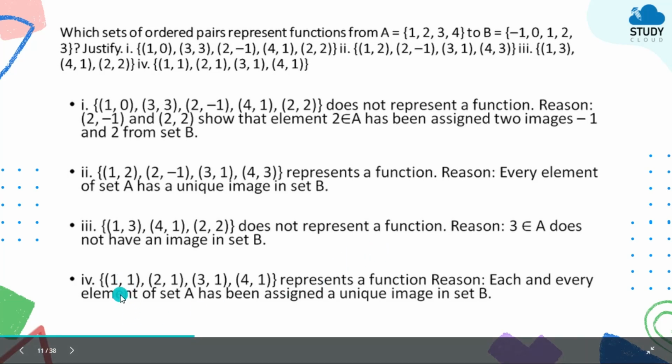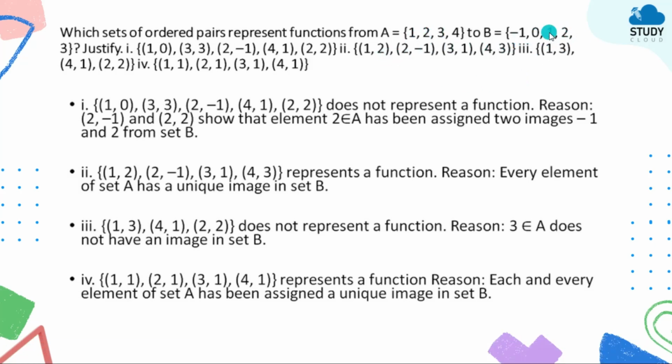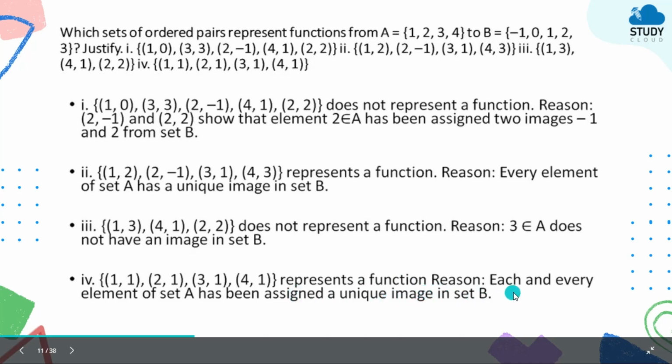The fourth one is 1, 1. Here 1, 1. 2, 1. 3, 1. 4, 1. This is a function because each and every element of the set A has been assigned a unique image in the set B. Alright.